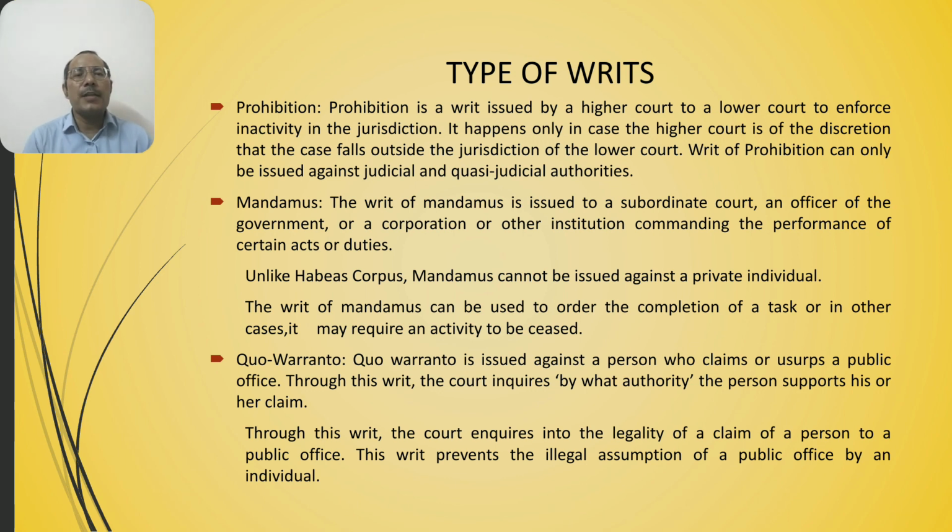Quo warranto is issued against a person who claims or holds a public office. Through this writ, the court inquires by what authority the person supports his or her claim. Through this writ, the court inquires into the legality of a claim of a person to a public office. This writ prevents the illegal assumption of a public office by an individual. Suppose that a person is controlling a particular office, or is just not leaving a place. The writ of quo warranto can be issued by the High Court or Supreme Court of India, asking in what capacity you are holding this particular position.